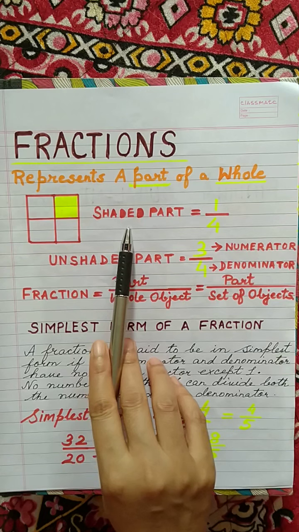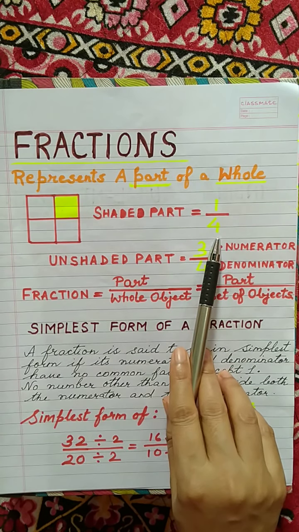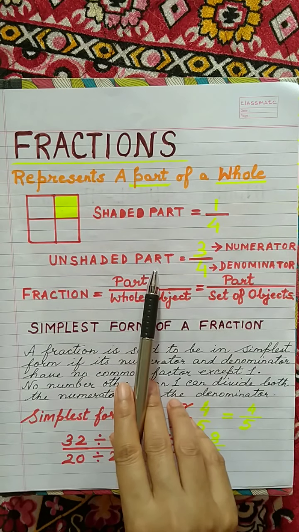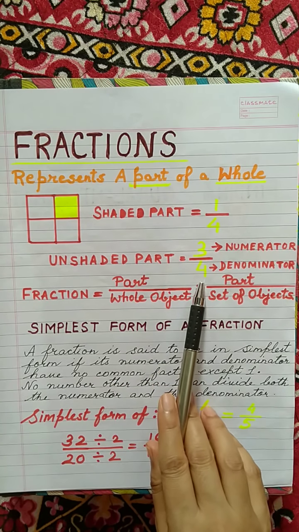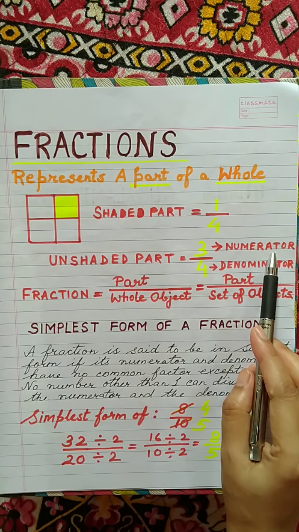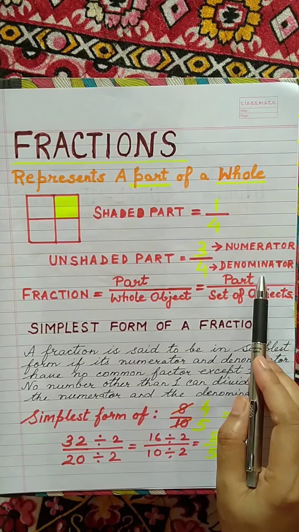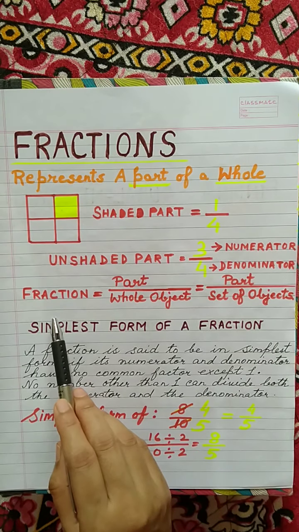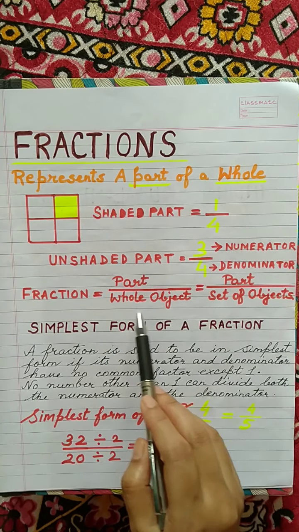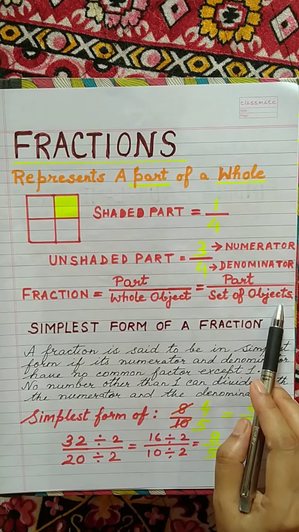So to write the fraction of shaded part, it is 1 by 4. Fraction of the unshaded part, 3 by 4. The upper part of the fraction is called the numerator. The lower part of the fraction is called the denominator. So fraction is part by whole object or part by set of objects.